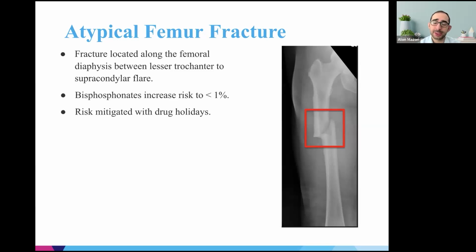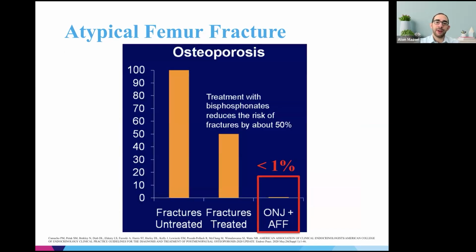Bisphosphonates increase the risk to still below 1%, and this risk can be mitigated with drug holidays. And so for every 100 fractures that would occur in people who were not treated with osteoporosis medication, only 50 fractures would occur if those individuals had been treated with alendronate, for example. And the combined risk of osteonecrosis of the jaw and atypical femur fracture is very low, less than 1%.